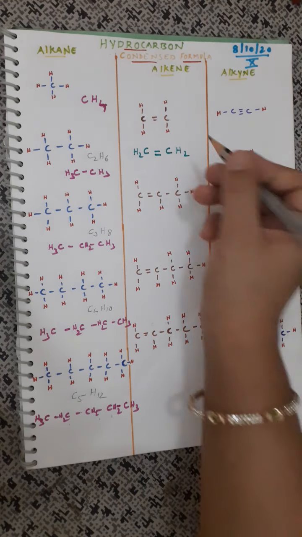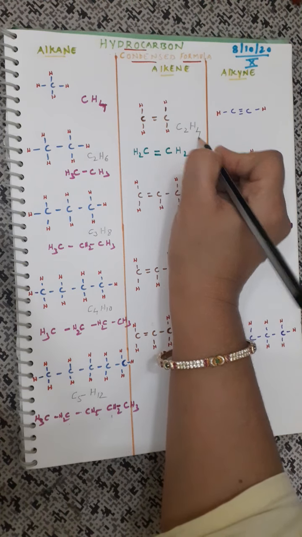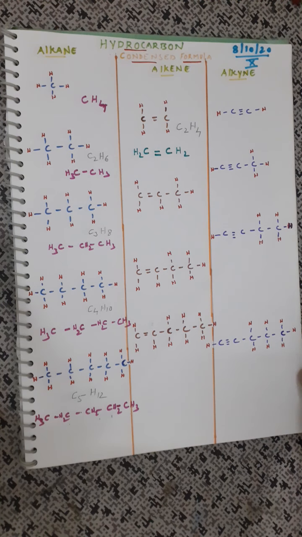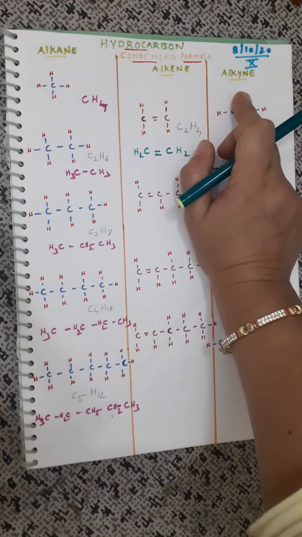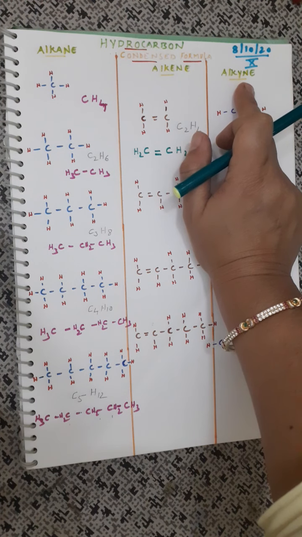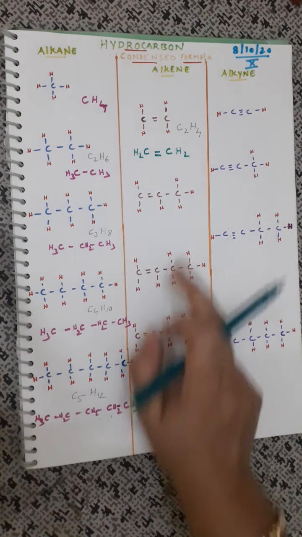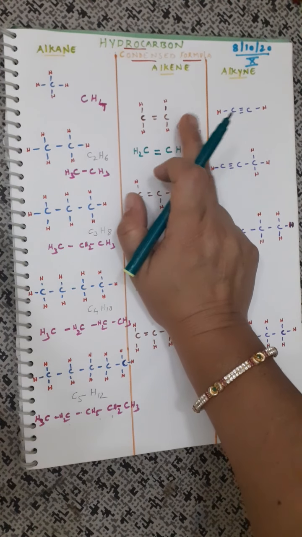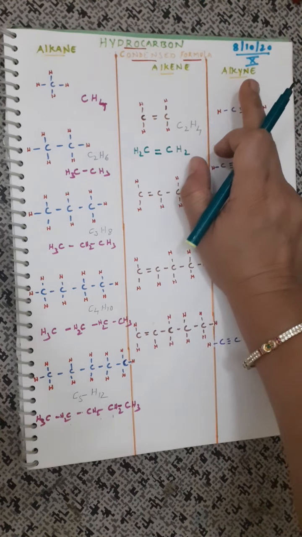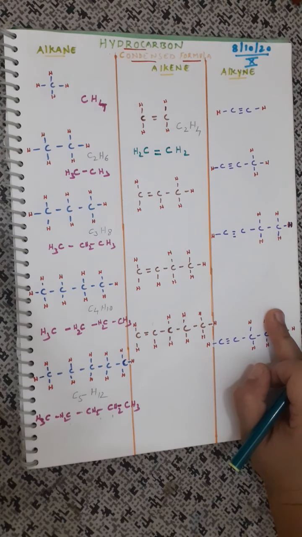And then if I further condense, which you already have learned, C2H4. And you all know that there is no compound of ene or yne with a single carbon, because a double bond or a triple bond should be between carbon and carbon, which is not possible with a single carbon. So the first hydrocarbon of alkene is ethene. Similarly, the first hydrocarbon of alkyne is what? Ethyne. About this we'll be talking a little while later.